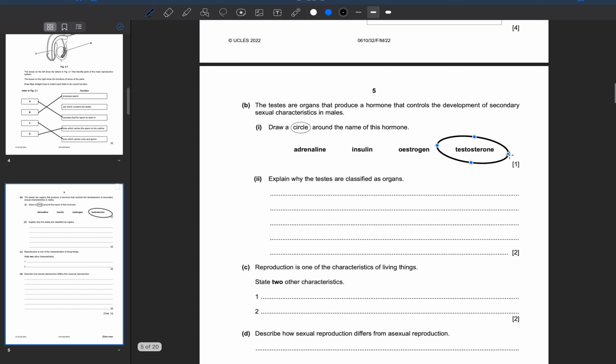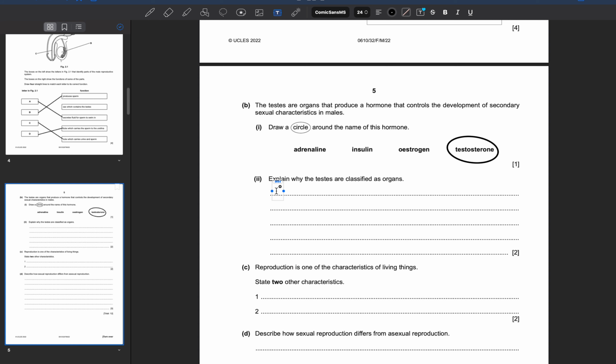Okay, it's a little bit large. Okay, explain why the testes are classified as an organ. Of course, this is an explanation, so I have to answer in a paragraph. He's asking why the testes are classified as an organ, so I have to write the definition of the word organ. It's exactly like asking me to define the term organ, or what is meant by the term organ.